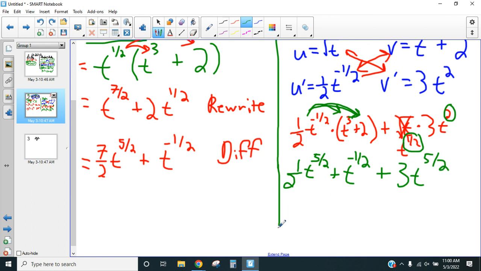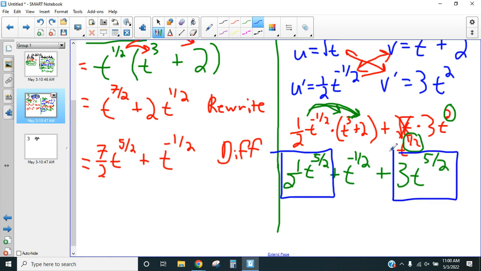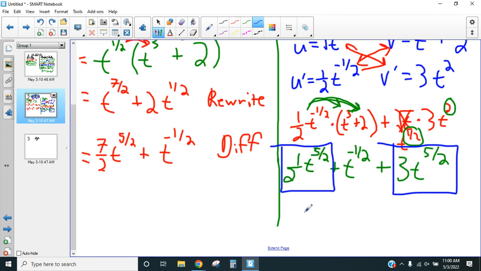So the only thing left to do is combine any like terms. So right here, these two things, they have the same variable and they have the same exponent, right? Those are like terms. So I can combine them. So I'm adding 3 plus 1/2. Same thing we did earlier. That's 7/2. And now it matches the left side.